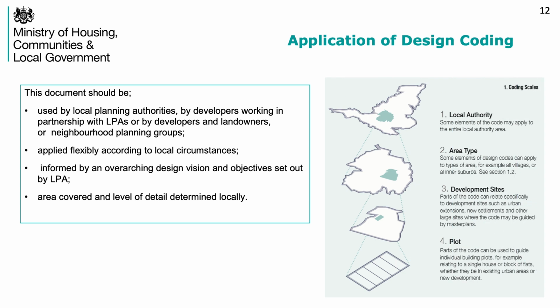How design coding is applied is going to be a matter for local authorities and local communities to determine. These could be area-wide, applied across the local authority. They could be applied to large-scale development sites, as is currently the case. But effectively, that is something for local circumstances to determine. And they need to be informed by an overarching design vision, an analysis of an area, and the objectives that the local planning authority sets out. And again, to emphasize the point, they need to be determined and applied locally.